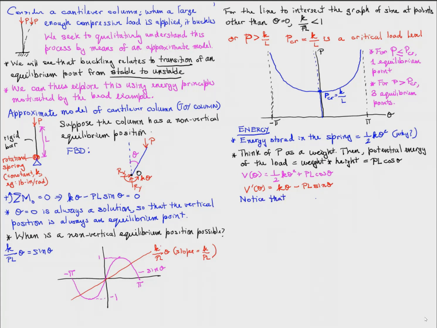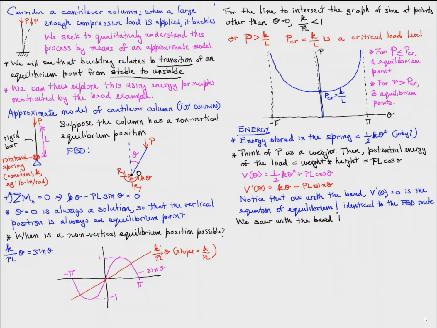Now let's write V prime of theta. We see that that is nothing but the equilibrium equation. Setting V prime of theta equals 0 gives us the equilibrium equation identical to what we obtained using the free body diagram. Now we saw in the bead example that V double prime tells us something about stability. So let's look at V double prime of theta, which is equal to K minus PL cosine theta.